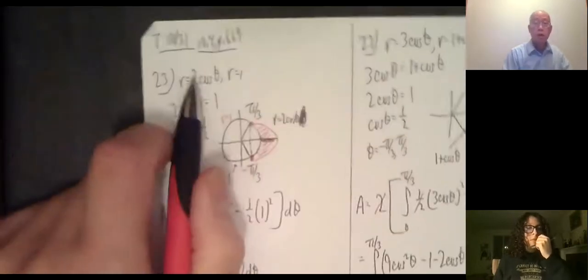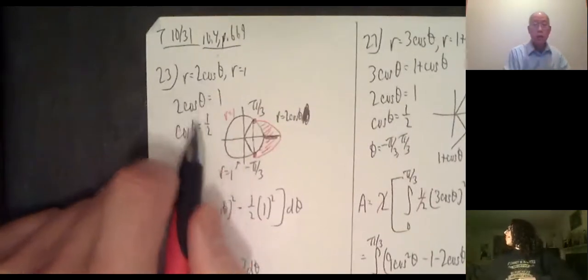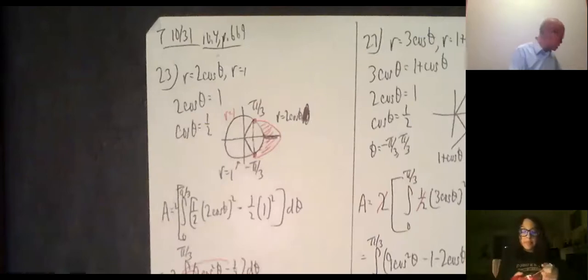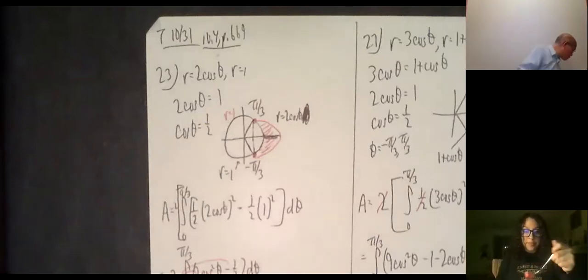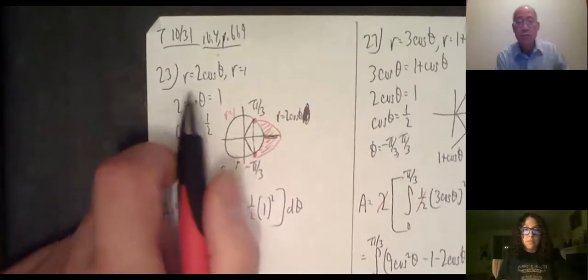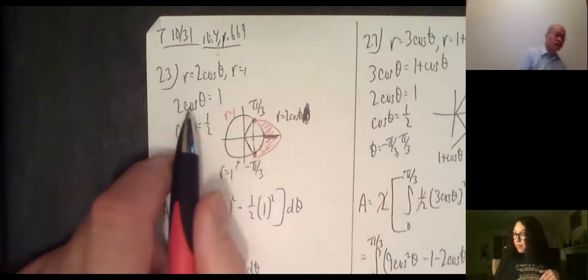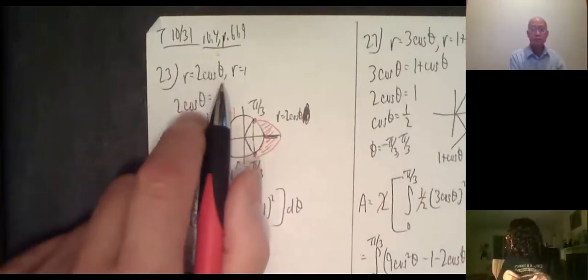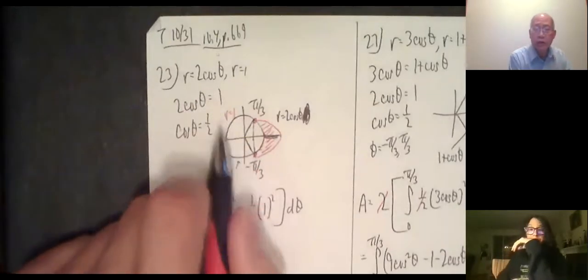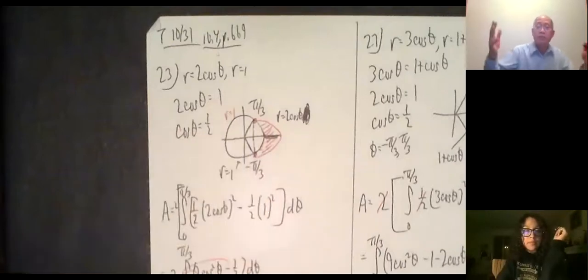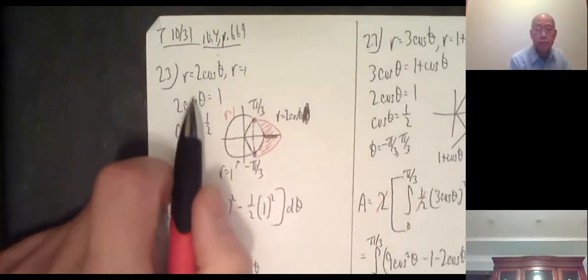So 23, r equals 2 cosine theta, and r equals 1. And that's not the same as your question, but again, it's the same concept, same idea. Okay. Book has 4 sine theta and r equals 2, but same concept. Okay, I don't need an entire graph here. I just need to figure out where I am.